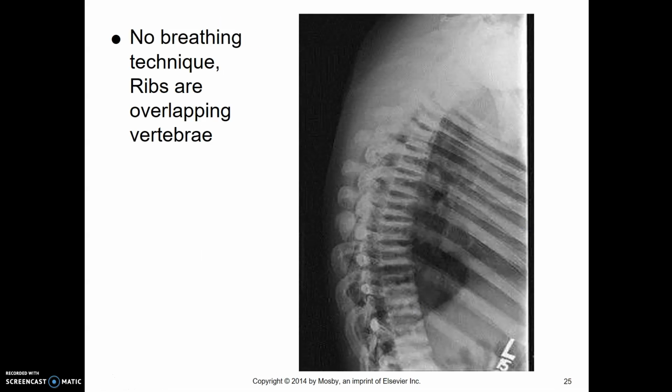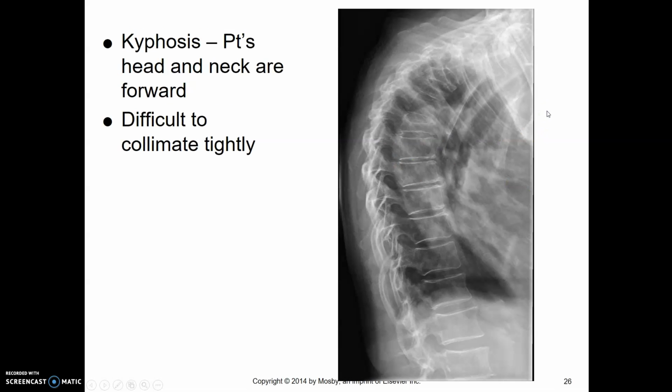This is a really horrible example of someone not using a breathing technique. The ribs are completely overlying. This is a really horrible picture all in all. This poor number 15, I don't know, they're going to go down in history. But you'll see the ribs clearly if you don't do a breathing technique.